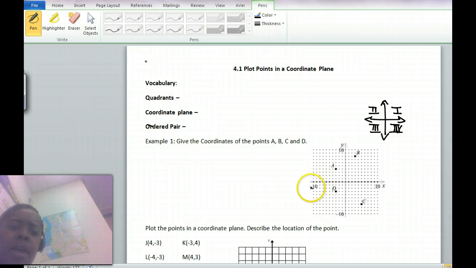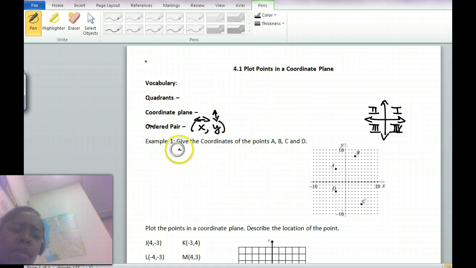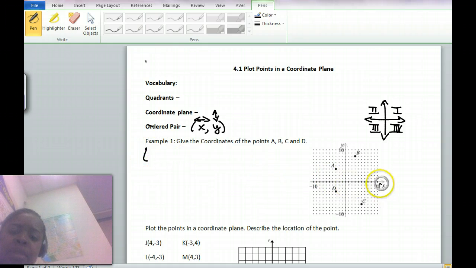So each thing will have an ordered pair, and so for your ordered pair, just a couple of highlights. You know that it goes x and y. Your x tells you to go left and right, and your y is your up and down location. So if I would like to, for example, give the coordinates for A, B, and C, I'm looking at A first, and I'm going to write this as always the x comes first, so the movement from left to right. And when you're talking about that movement, you're always going to start at the origin.